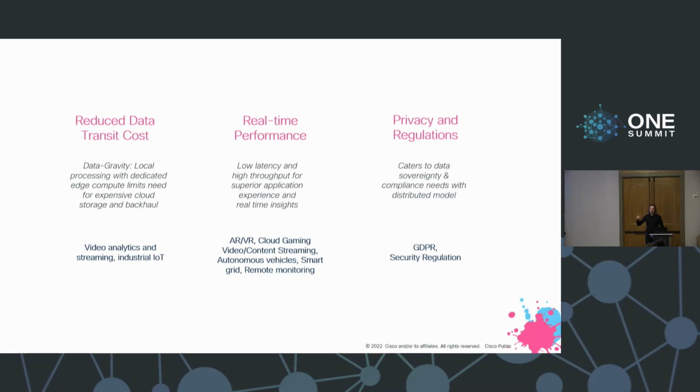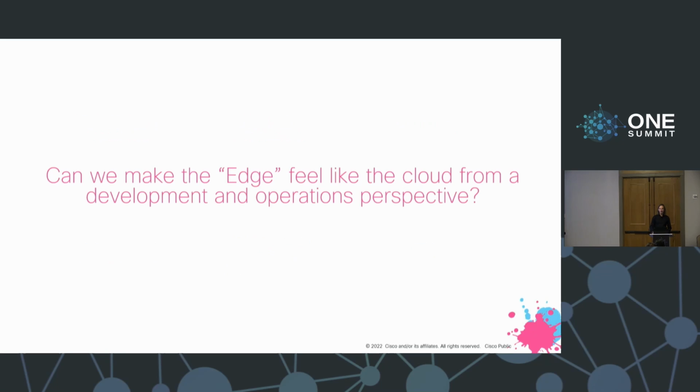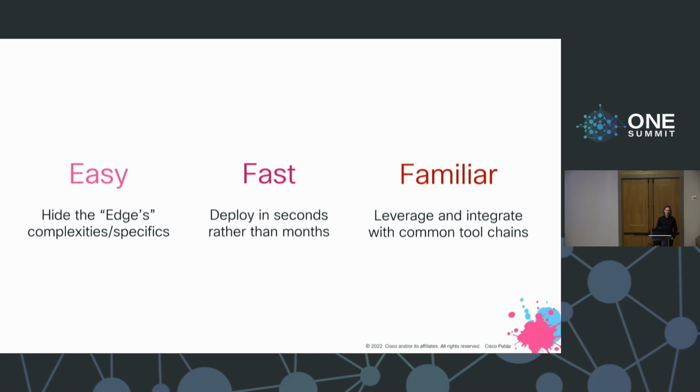But as the pendulum swings back, I think there is one thing that we don't want to lose if we go back to the edge or to on-prem. We don't want to lose what we love about the cloud. So the real question is, can we make the edge feel like the cloud, especially from a development perspective and from a usability perspective? So what is great about the cloud?